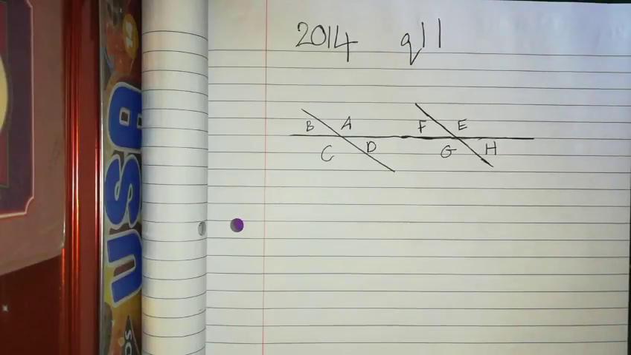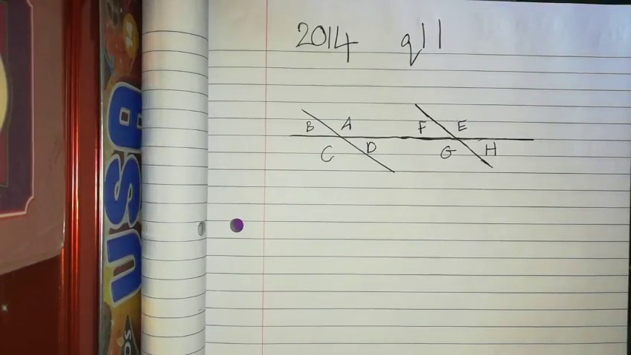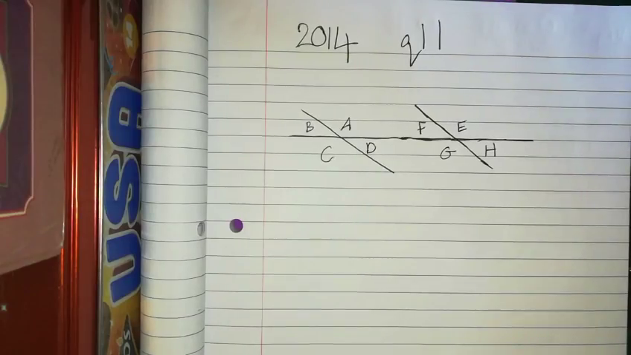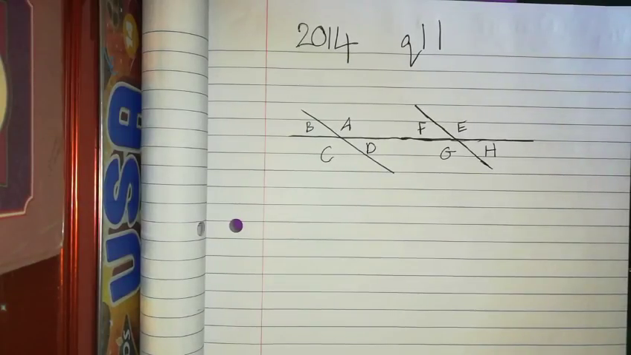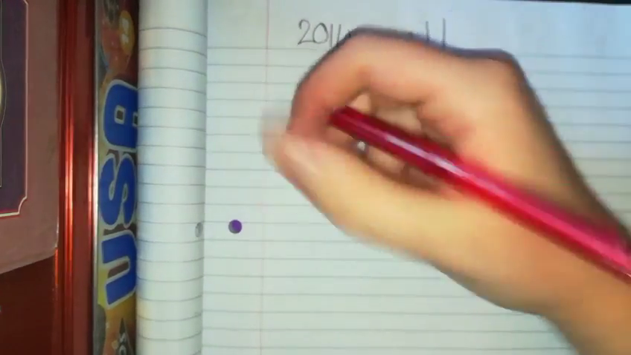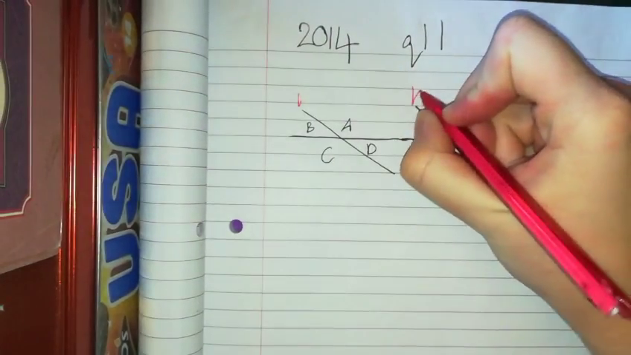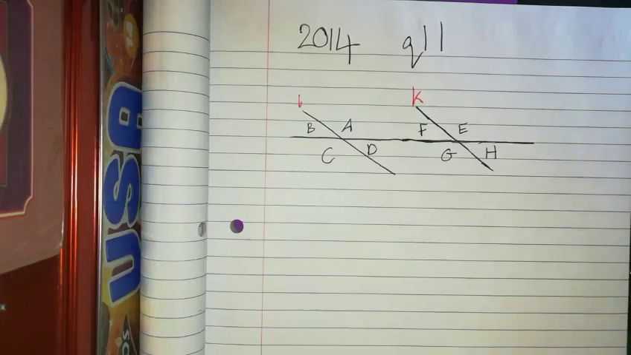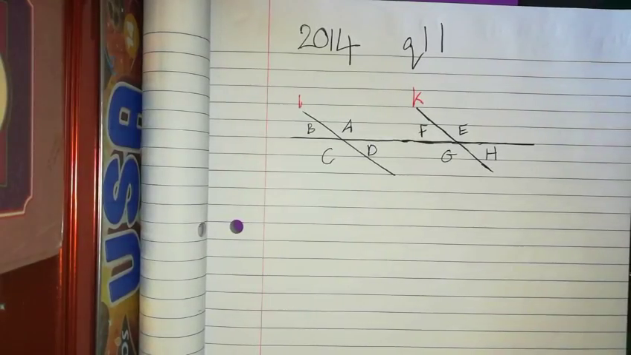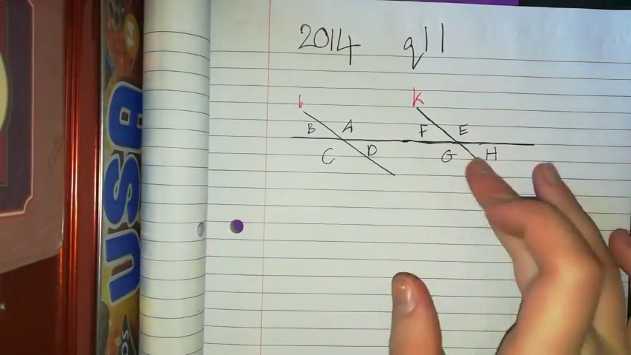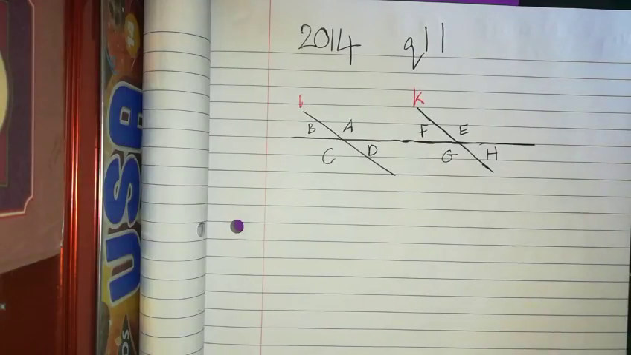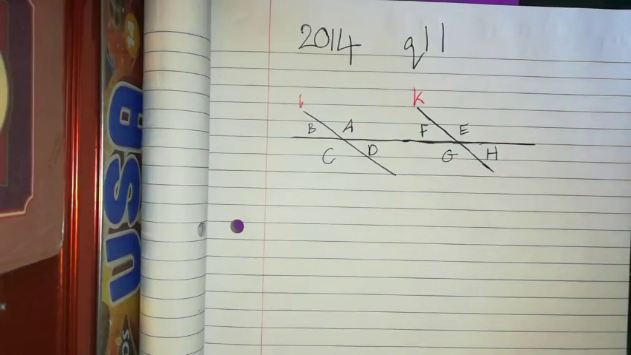Here I have the 2014 question 11. This is Junior Cert Ordinary Level, and this is a question on geometry. So the question says, in the diagram below, we have our line L here, and then we have our line K. It says L is parallel to the line K, so these two lines are parallel, and then the angles, they've marked the angles on the diagram.